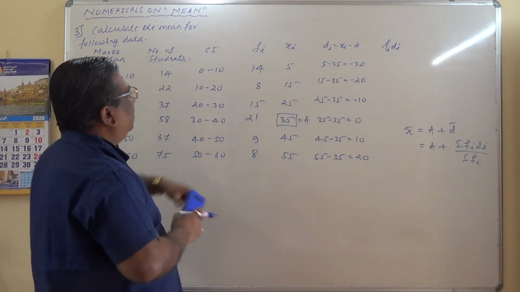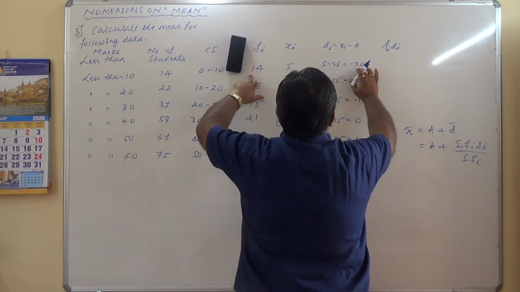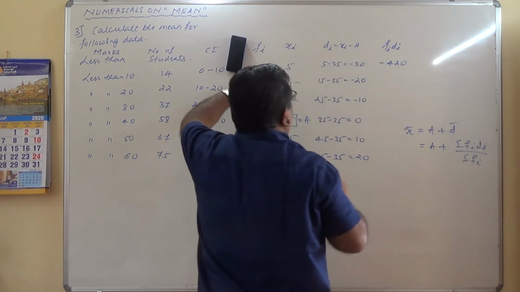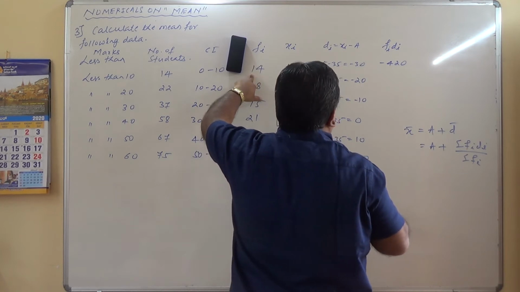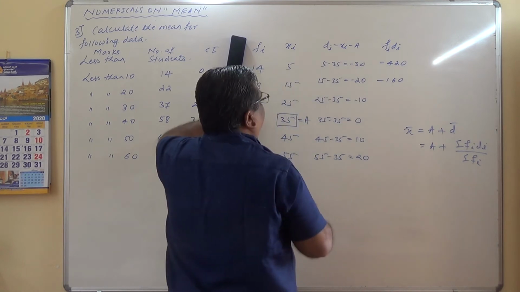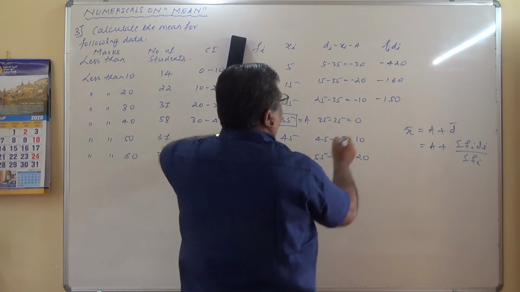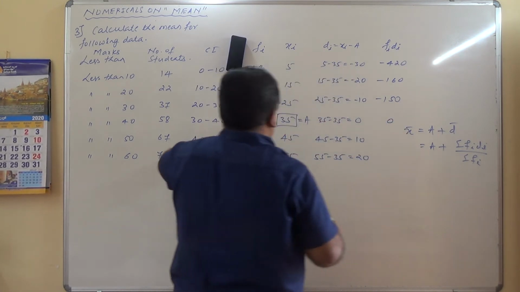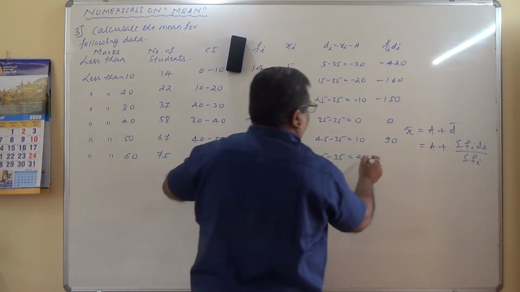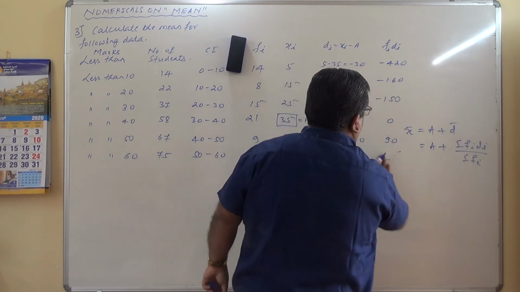How much is it going to be? 14 into minus 30, minus 420. Is it correct? Okay. 8 into minus 20, minus 160. 15 into minus 10, minus 150. 21 into 0, 0. 9 into 10, 90. 8 into 20, 160. So plus 160 and minus 160 will get cancelled.